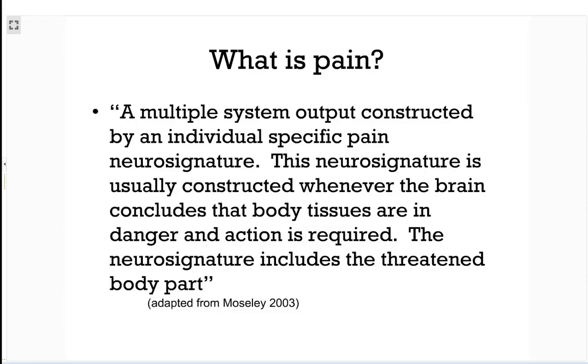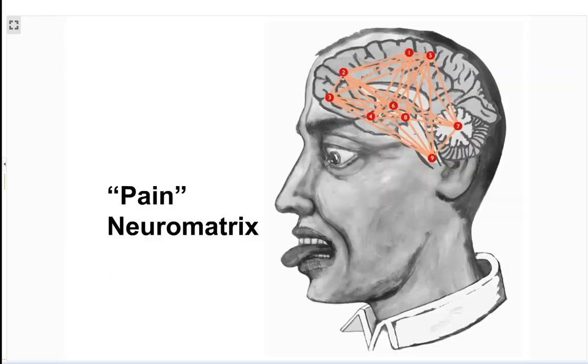It just describes pain as being an output, something that is constructed by the brain, and for each individual pain experience, there's going to be a slightly different activation, and that this experience is basically made or constructed whenever the brain feels that the body is in danger and that it's at threat of being injured and that it needs to do something. And that this signature, this pattern of activation, will include the body part where the perceived threat is, whether it's actually involved or not.